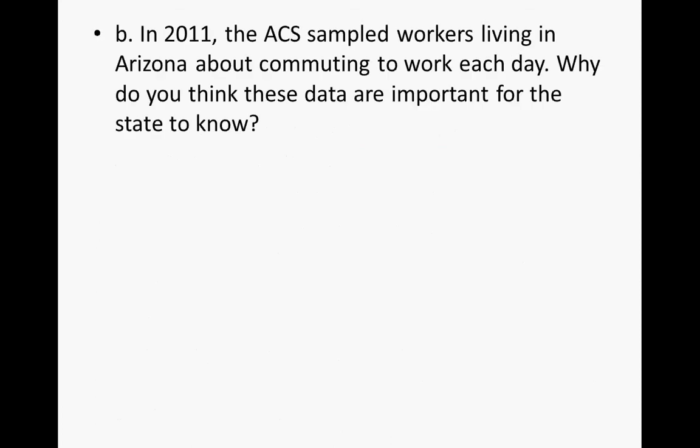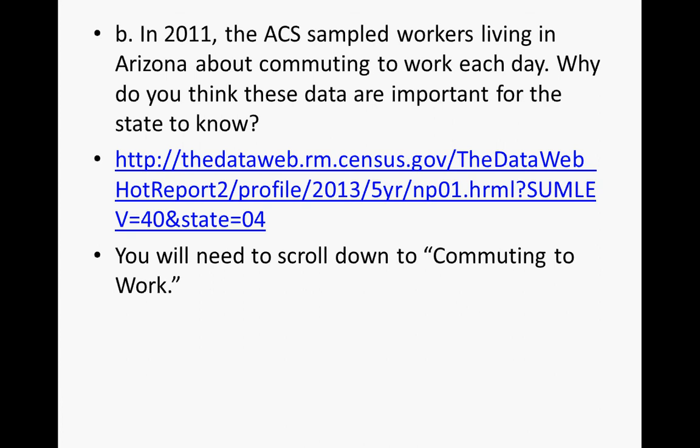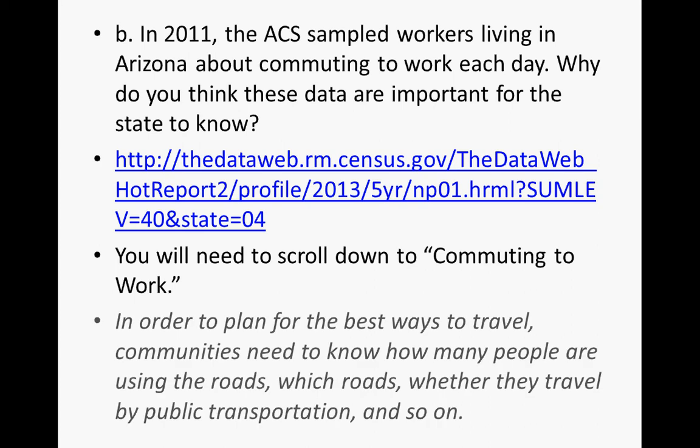Part B. In 2011, the ACS sampled workers living in Arizona about commuting to work each day. Why do you think these data are important for the state to know? And here is the website to go to that. You will need to scroll down to commuting to work. So in order to plan for the best ways to travel, communities need to know how many people are using the roads, which roads, whether they travel by public transportation, and so on.